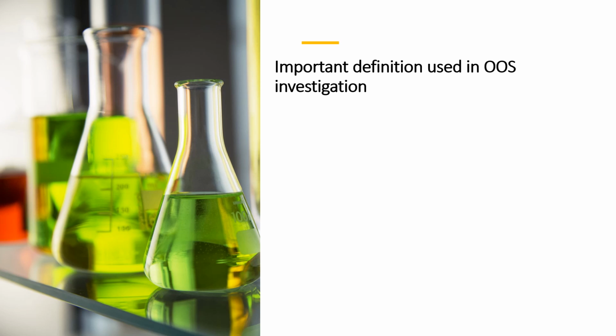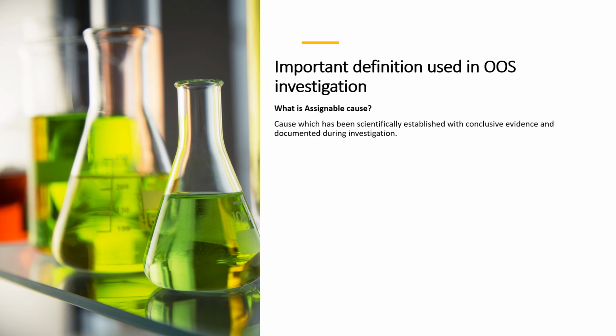So before going into the depth of OOS investigation, we will discuss some basic definitions which are commonly used in investigation. So first is, what is assignable cause. Cause which has been scientifically established with conclusive evidence and documented during investigation. That means you have performed the investigation and simulated the results with the initial OOS result. So assignable cause is a specific identifiable source of variation, right?